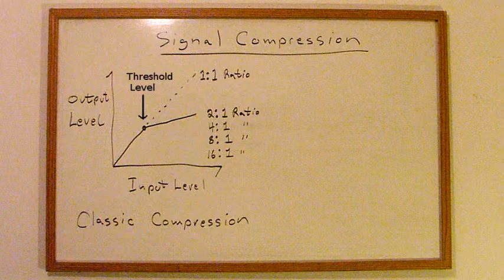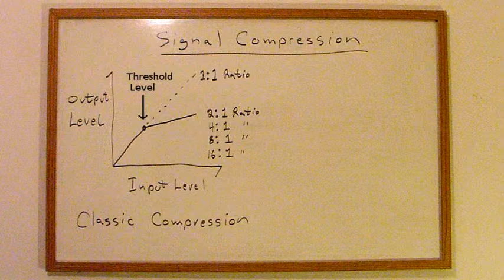Now, in this image we can see a classic compression scheme. We have the input level versus the output level on the graph. We can see here a threshold level point, and the threshold level point is where the ratio of input signal to the output signal changes. Below the threshold point, there's a one-to-one correspondence between the input signal and the output signal. If the input signal is 2 volts, the output signal is 2 volts. The input signal is 3 volts, the output signal is 3 volts.